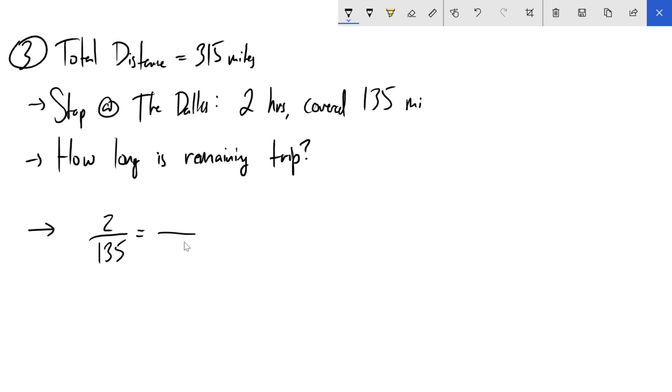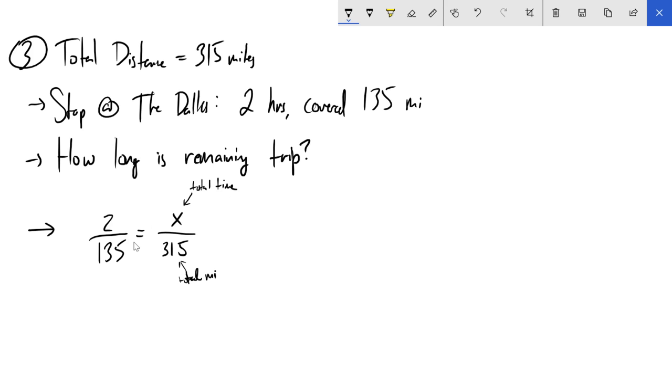So one way to set it up is you could say, okay, this is how far we've gone. It's taken us 2 hours. We could figure out the total time, right? Because if this is the total mileage, then this would be the total time. And we could set it up that way. And then once we know how long the trip is going to take, well, we've already covered 2 hours, so then that'll tell us what we have left over. So that's a totally reasonable way to do it.